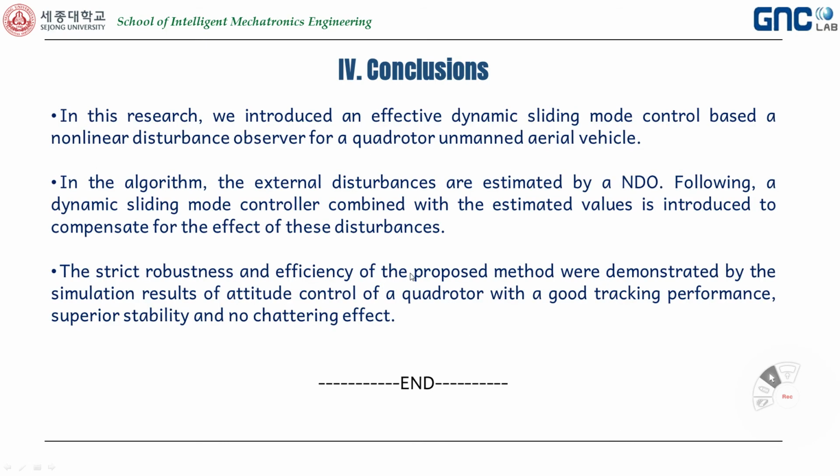Okay, conclusion. In this research, we introduce an effective dynamic sliding mode control based on a nonlinear disturbance observer for a quadcopter unmanned aerial vehicle. In the algorithm, the external disturbances are estimated by the nonlinear disturbance observer, following a dynamic sliding mode controller combined with the estimated value, which is introduced to compensate for the effect of these disturbances. The strict robustness and efficiency of the proposed methods is demonstrated by the simulation results of attitude control of a quadcopter, with good tracking performance, superior stability, and no chattering effect. So this is the contribution of the paper.